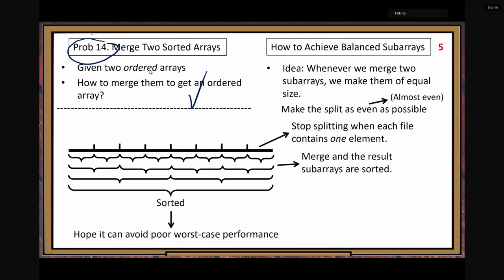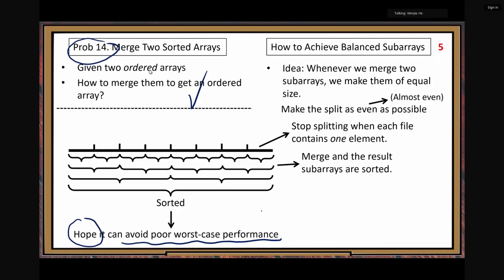If you apply this method, one thing you can get is a good chance to avoid poor worst case performance. Why do we have a good chance to avoid poor worst case performance? Because we do an even split, by our balancing principle. We can avoid the poor worst case.